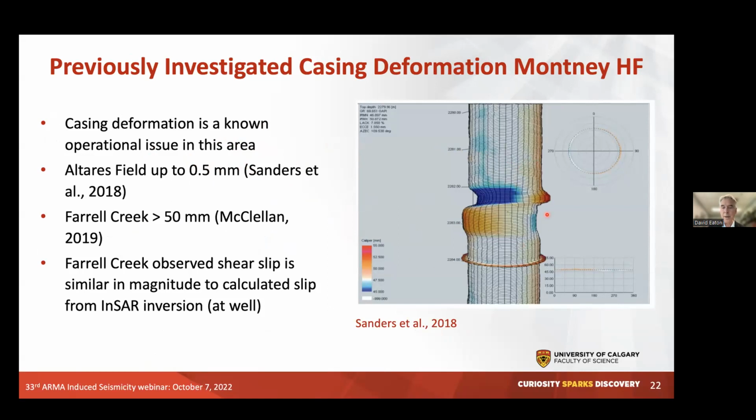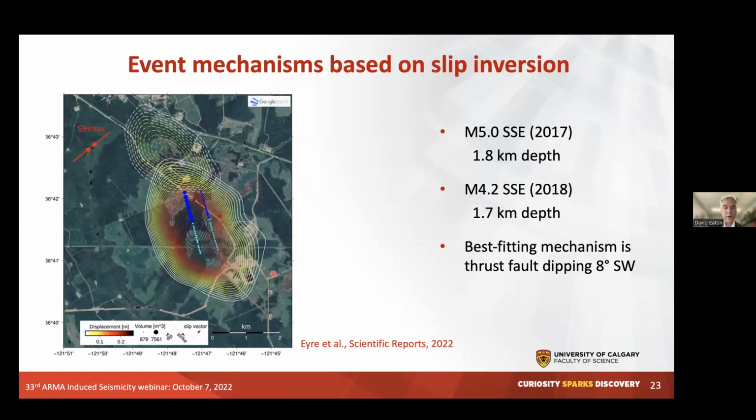This diagram is just meant for illustration to visualize what this looks like, but this is from the Altair field, and it was half a millimeter of casing deformation. But larger instances of casing deformation have been documented in the nearby Farrell Creek field. This is work by Pat McClellan, up to 5 centimeters of displacement of casing. And it's important to note that that is essentially the same magnitude that is calculated based on our models for the casing deformation as a result of this InSAR.